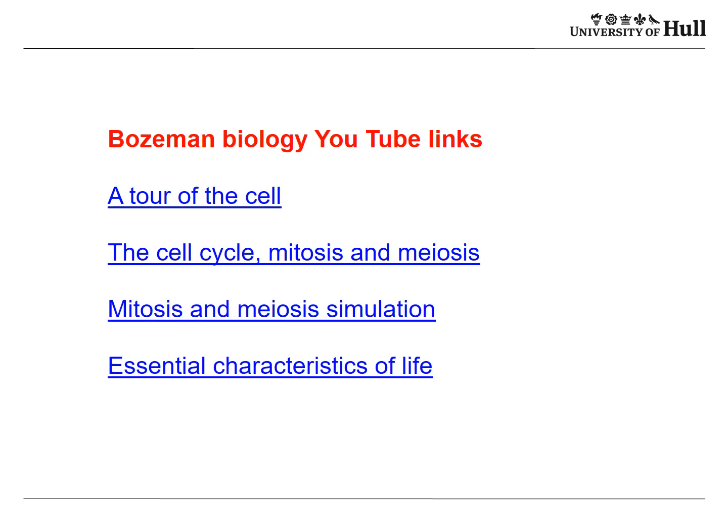Mitosis and meiosis simulation shows you the difference between these two processes of cell division, one which produces identical daughter cells and one which produces gametes, eggs and sperm, and the essential characteristics of life, all of which can be found in the single cell.